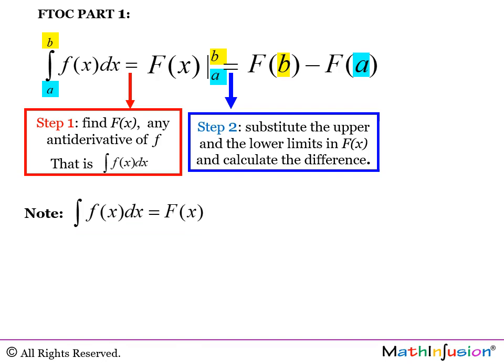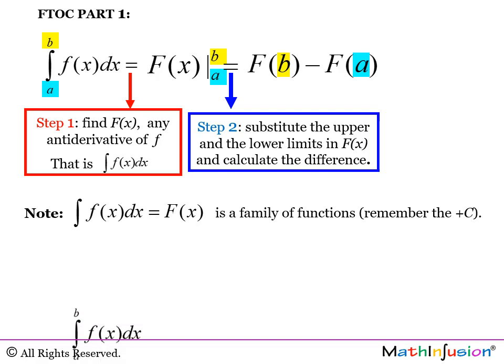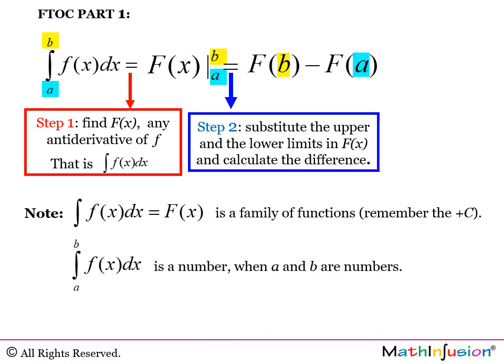Let's note something. The antiderivative of the function f is capital F(x), which is a family of functions. Don't forget the plus C. But if a and b are numbers, then this will be a number. I would like to recall that this has some connection to areas. And if a and b are numbers, this is connected to some area of some sort on the interval [a, b], which means obviously it is a number.